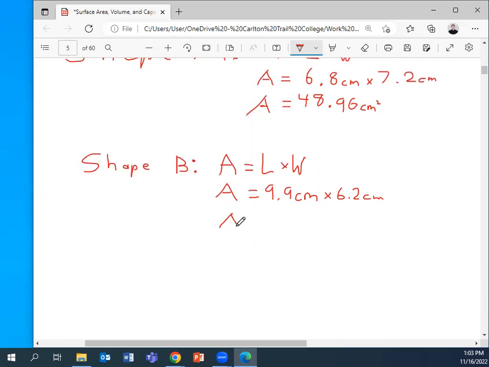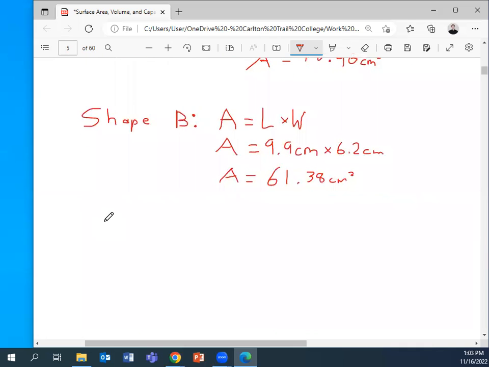So if I multiply these in, area, so 9.9 centimeters times 6.2 centimeters, I should get 61.38 centimeters squared. Thank you. Cool. That's shape B. And we have our final shape, which is shape C.